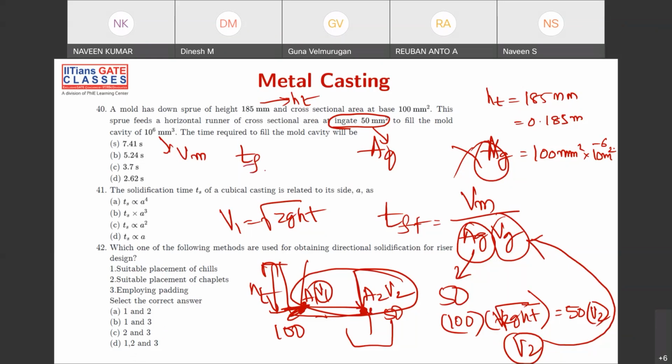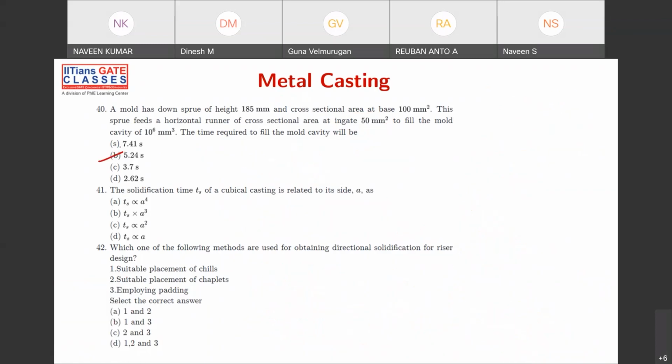Because you can't directly substitute. Generally, what you do, TFT is equal to Vm by Ag into Vg. Vg is what? At the down sprue. Directly you can't substitute that value because it is traveling through the runner. Through the runner the velocity will change as the area of cross section is changing from here to here. So you have to calculate that change in velocity, and then that velocity only you have to substitute like this. The answer, I know, the option 5.24 will be the answer.